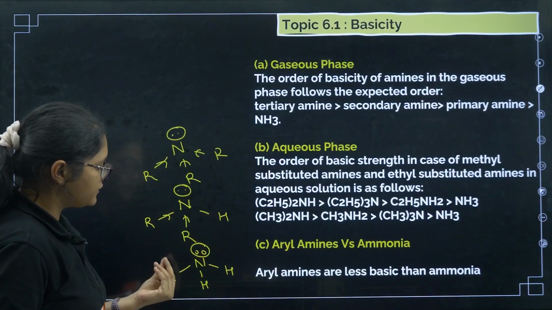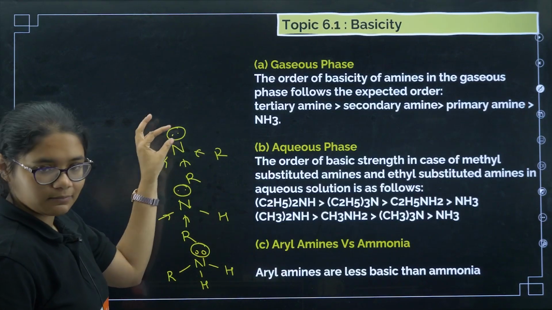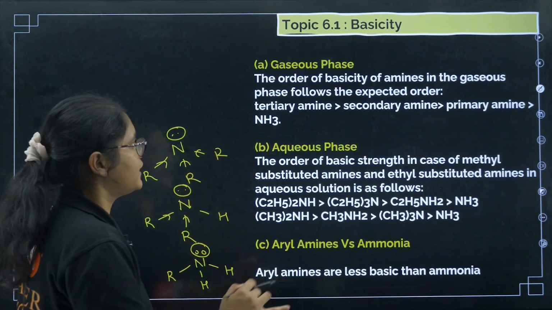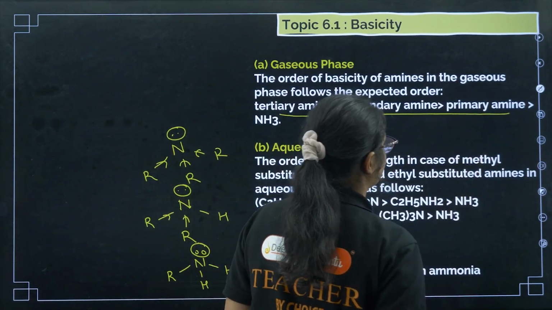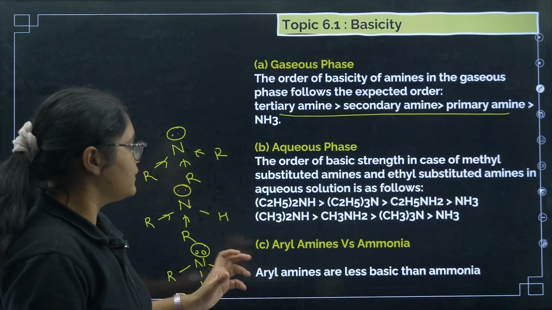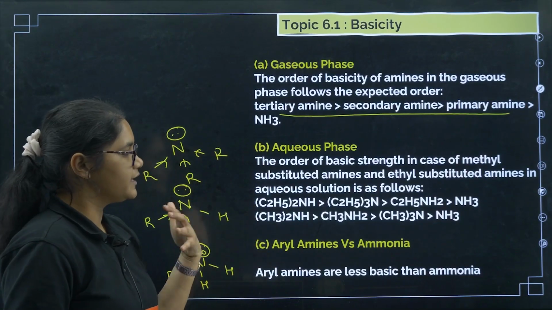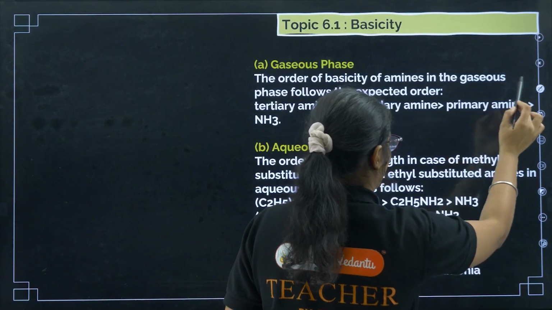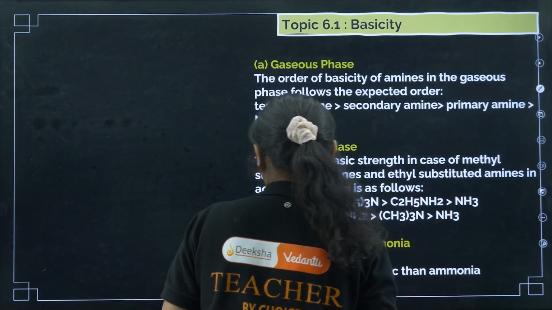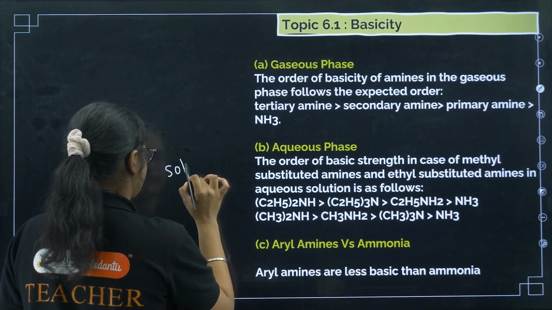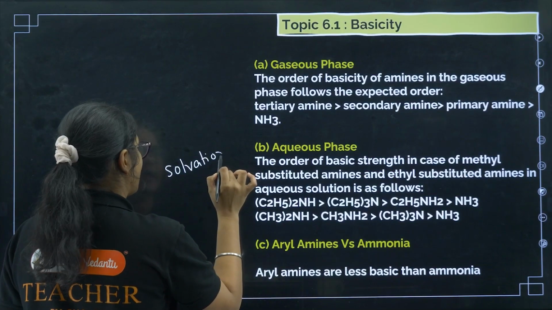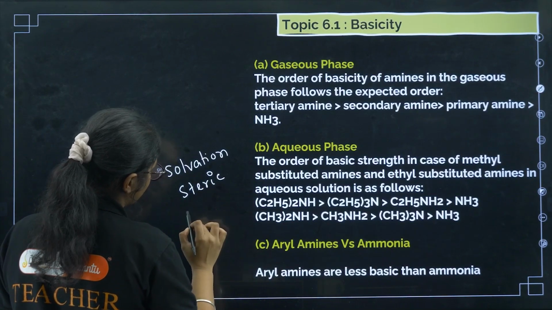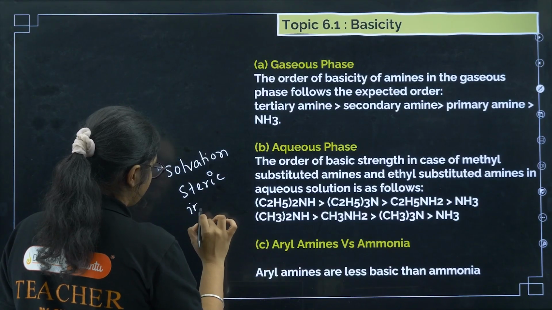Okay, so now you see where there will be more donation here, because 3 groups are donating electrons. So that is why this is the order: tertiary, secondary and primary. Okay, now what happens in aqueous phase? There are some other factors also involved. In aqueous phase, you have the solvation effect, you have the steric effect, and you also have the inductive effect.